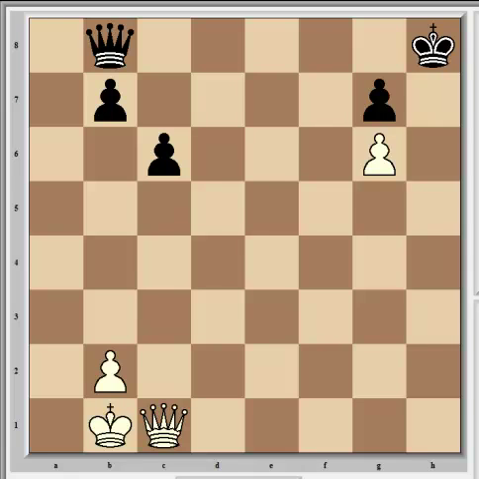So Nimzowitsch's point is that if we're using a file, the direct exploitation of that file is to move straight to the 7th rank on that file, but if we move halfway up the file and then across and then up to the 7th rank on another file, it's indirect use of that file.